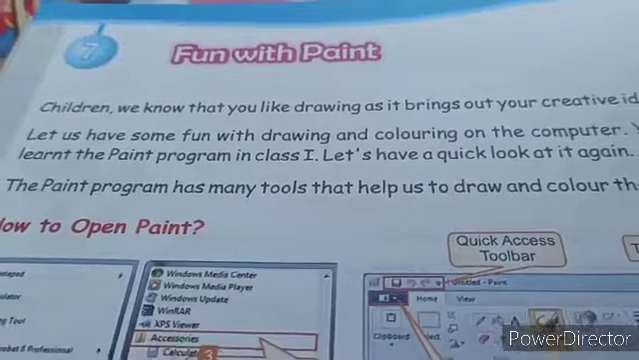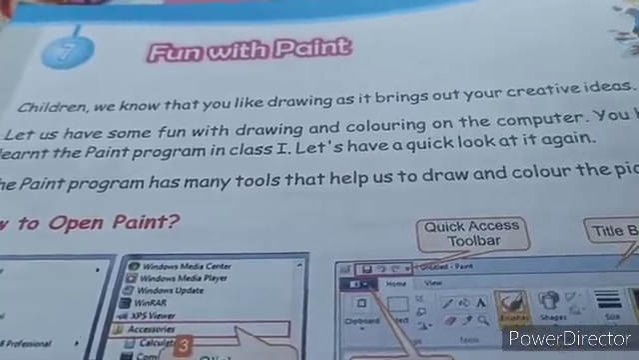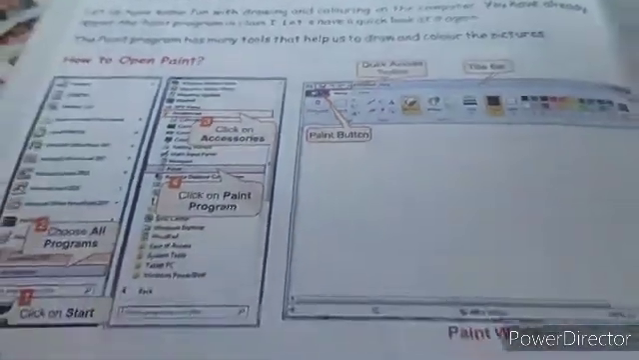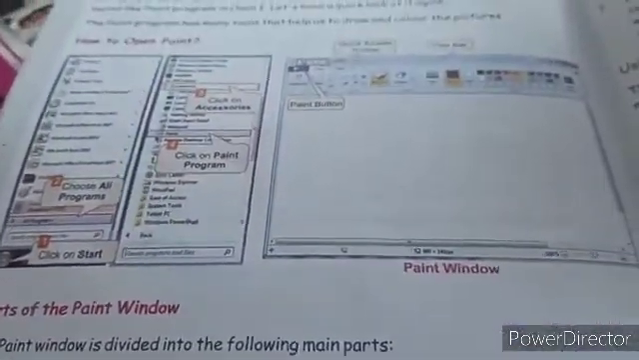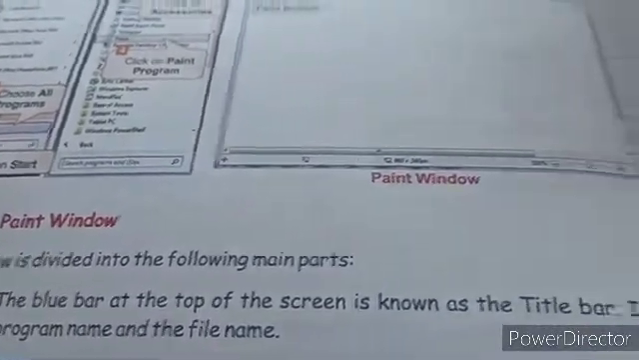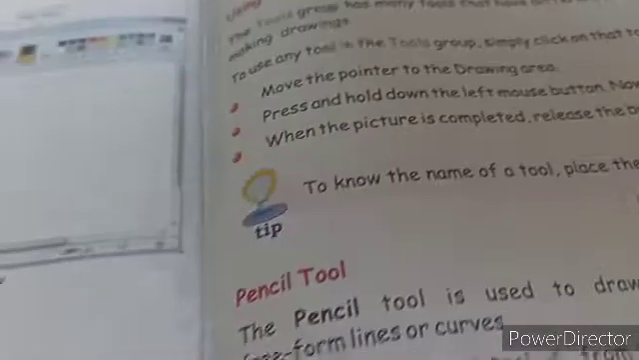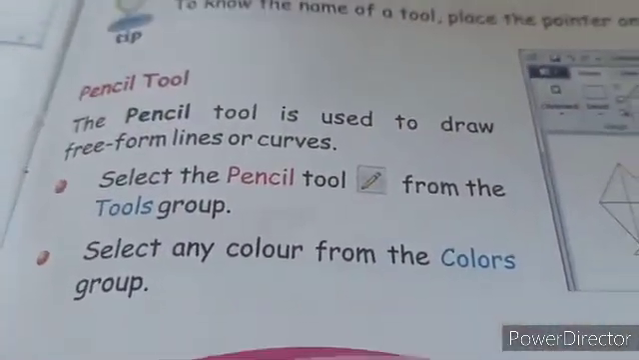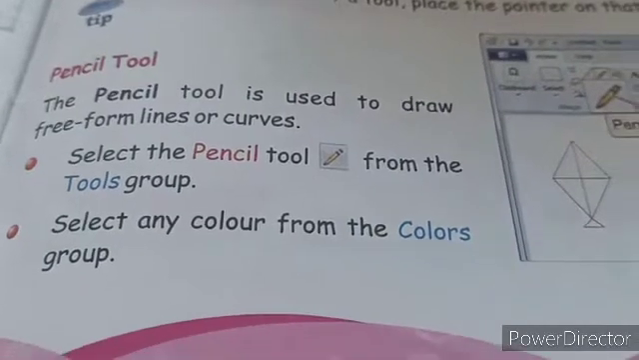Good morning, students. This is our 7th chapter, Fun with Paint, where you have already got one video in which I have discussed what is MS Paint, what are the parts of the Paint window, and what is the function of Paint. Here we will start to learn about the basic tools which are used in MS Paint.